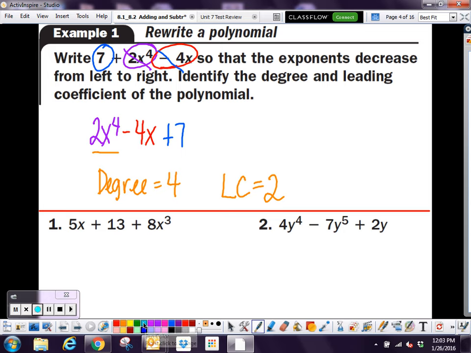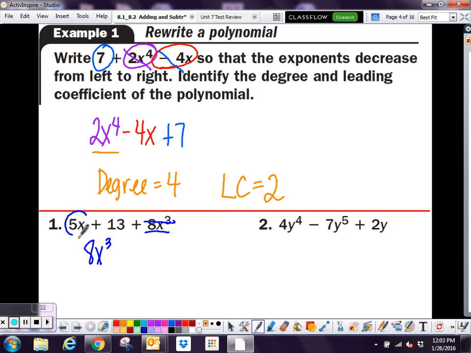Okay, so let's look at number 1 down here. I need to write this from biggest exponent down to the smallest. So I'm going to have 8x cubed. Then it looks like I'm going to have 5x next, so plus 5x. And then I have plus 13. You're just rearranging these to go from biggest exponent down to the lowest. Okay, if I wanted the degree of this, my degree would be 3. So the degree would be 3, and the leading coefficient would be 8.